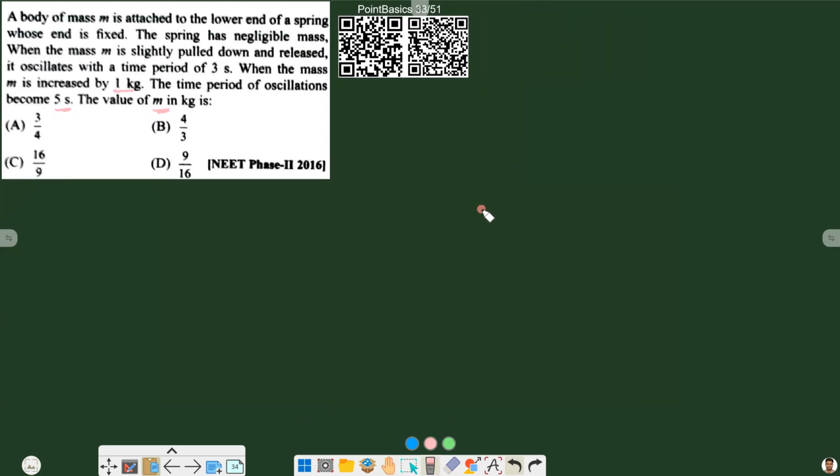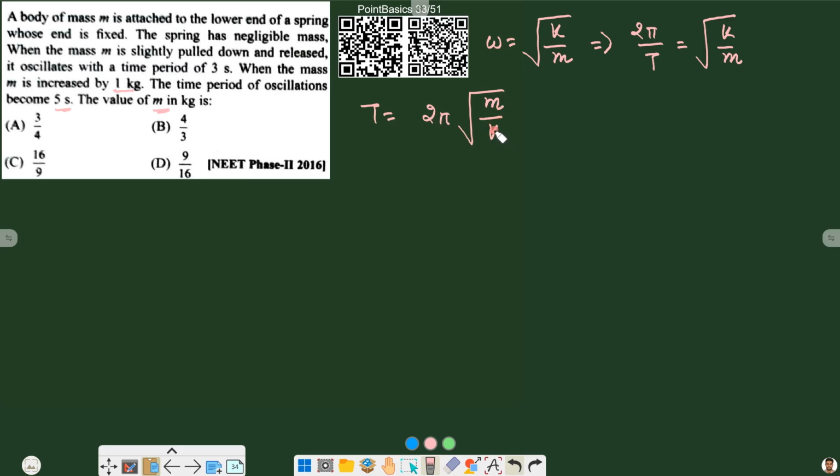Okay. So we know for a spring, omega is given by under root k by m, and omega is 2 pi by T, so 2 pi by T is equal to under root k by m, and from this the time period comes out to be 2 pi under root m by k. So we can easily say that the time period is proportional to root of mass. Now when mass is m, time period is 3, so 3 is proportional to root m. Now when the time period is 5 seconds, mass becomes m plus 1, so 5 is proportional to root of m plus 1.